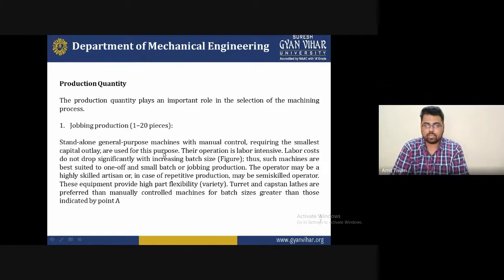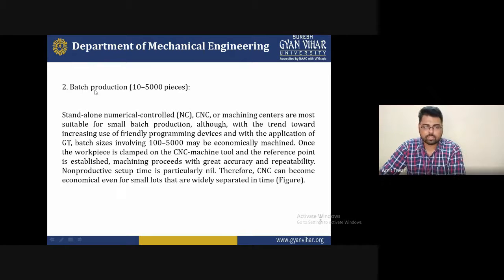You must be aware that turret or capstan machines are preferably controlled manually for batch sizes greater than those indicated by point A. I will be showing the diagram for job production, where about 1 to 20 pieces are selected for the jobbing process. For batch production, we manufacture 10 to 5,000 pieces, and for this a CNC machine will be required, which is fully automated, and with the help of coding you can continuously manufacture a number of parts in very little time.